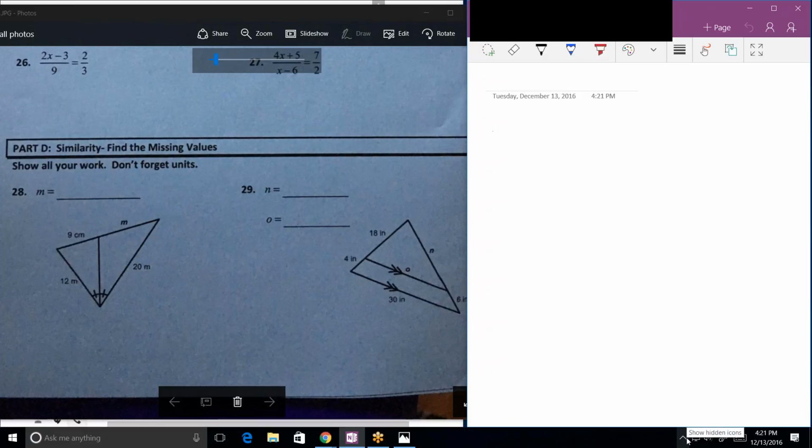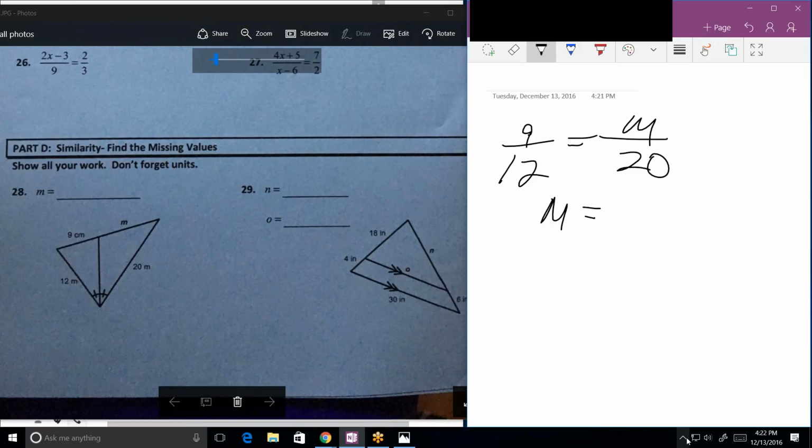What ratio can I set up on number 28? That 9 over 12 equals m over 20. Good. Pretty straightforward. And then I didn't do the cross multiplication. Again, I did cross multiplication. Multiply by 20. And then I get m equals 180 divided by 12, which is 15.